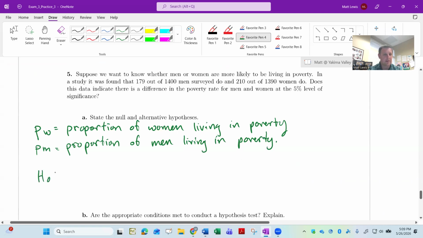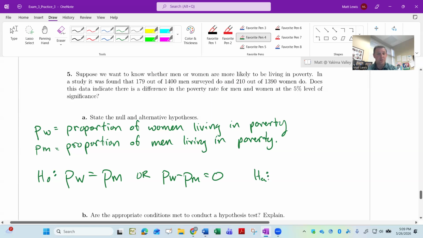So our null hypothesis is that, well, that's going to contain the equal sign. There's no difference between the proportion of women and men who live in poverty. And just remember also, this is also a perfectly legitimate way to write it. It's the same thing. Okay, say it either way.